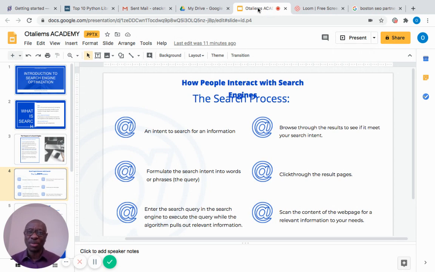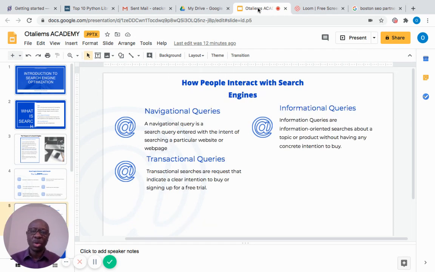You click through the result pages to find if they contain the information that you are looking for. You scan through, and if it is, you click on any of those links, then scan through the content on each of those web pages. So that's how the search engine works. Understanding how to manipulate this algorithm to project your website to meet the user's intent is what we call search engine optimization. I'm still continuing with how people interact with search engines. We just did a simple search to illustrate what we're talking about.